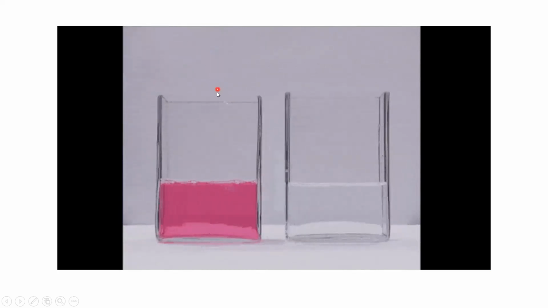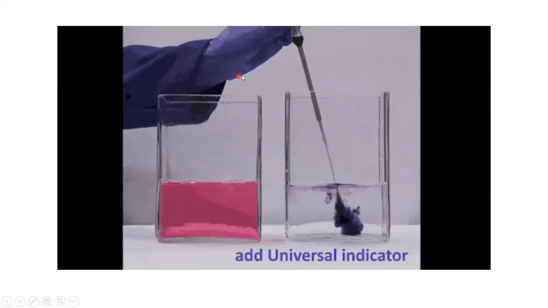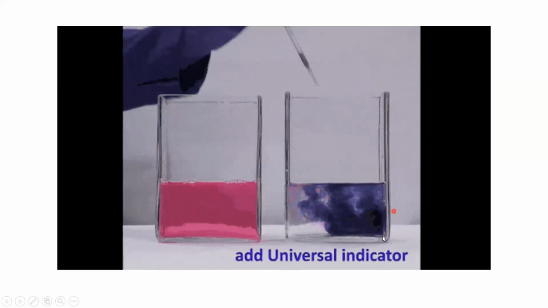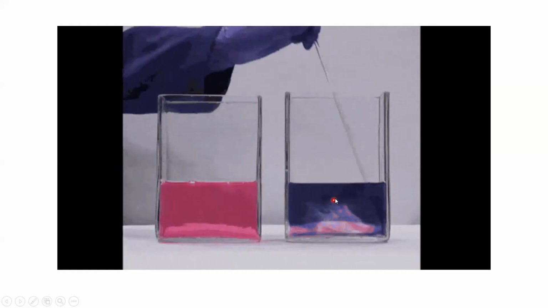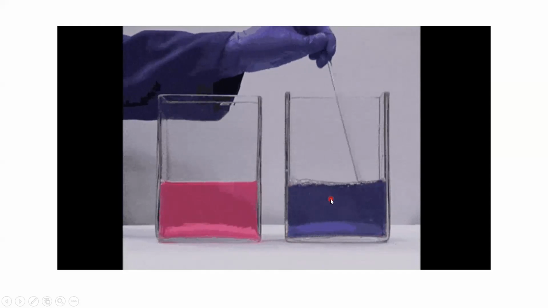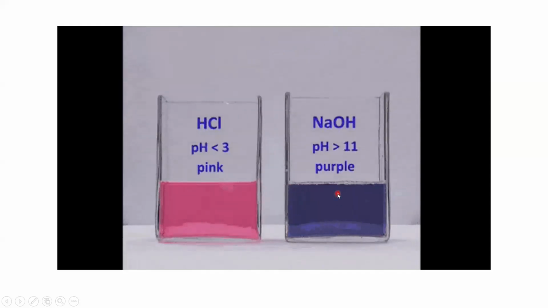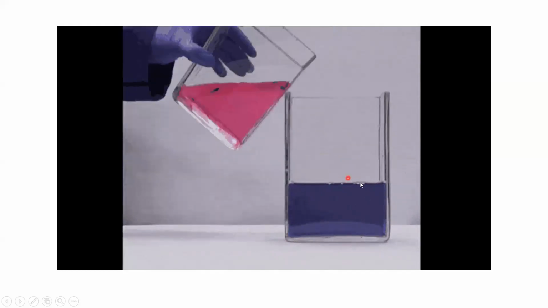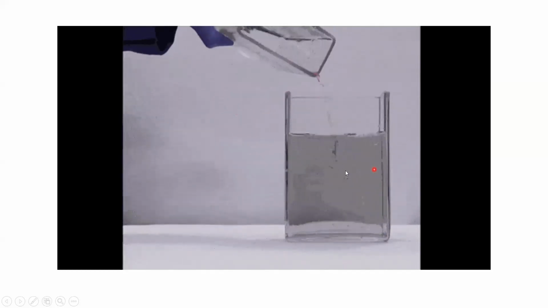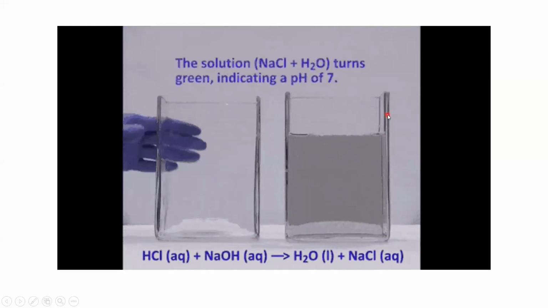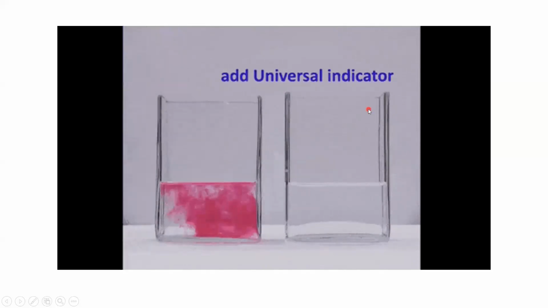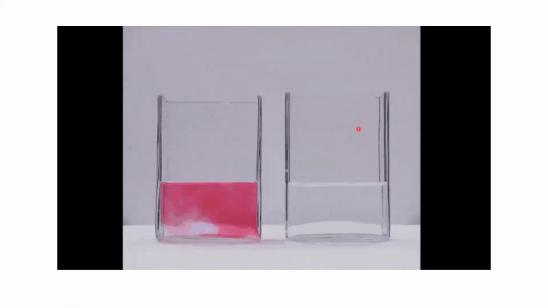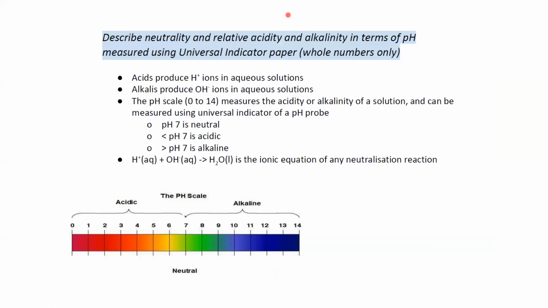Why are we wearing gloves here? Because acids and alkalis are corrosive. That's why we are using gloves. And when we add universal indicator to the right hand side container, it shows a blue or purple color, which shows a base or alkaline. But when we mix the two solutions, you see the color disappear. Why does the color disappear? Because when acid and alkali are mixed together, they neutralize each other, they cancel out the effect of each other. That is why the color disappeared.